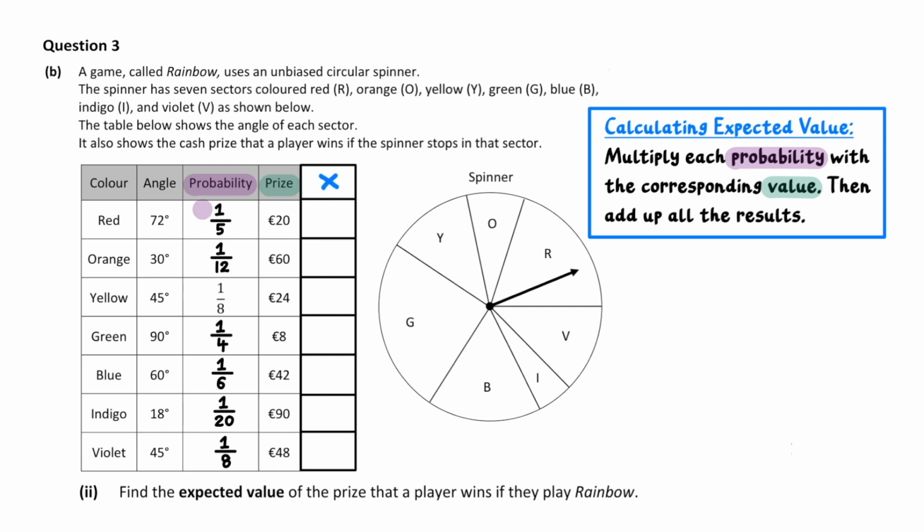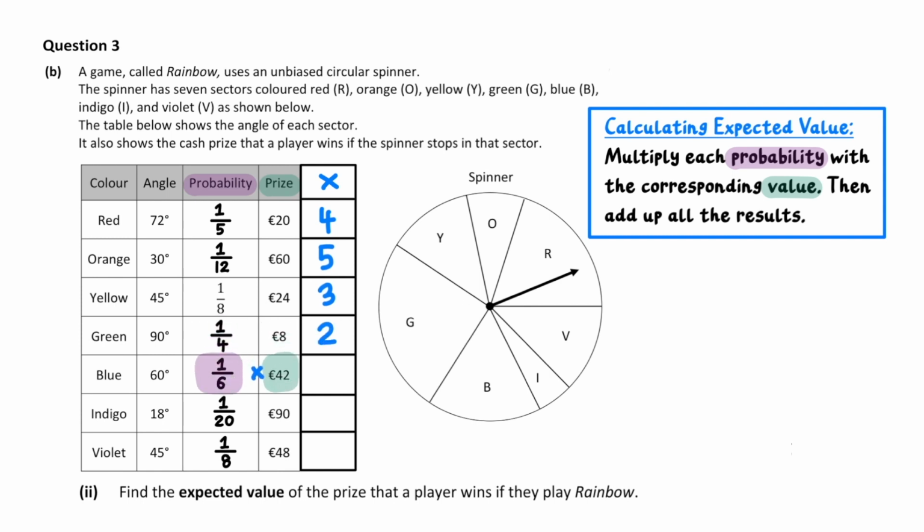Red has a probability of 1 over 5 and a prize of 20. Multiplying these together gives us an answer of 4. Orange has a probability of 1 over 12 and a prize of 60. Multiplying these gives us 5. For yellow, we get 1 over 8 times 24, which is 3. For green, we get 1 over 4 times 8, which is 2.